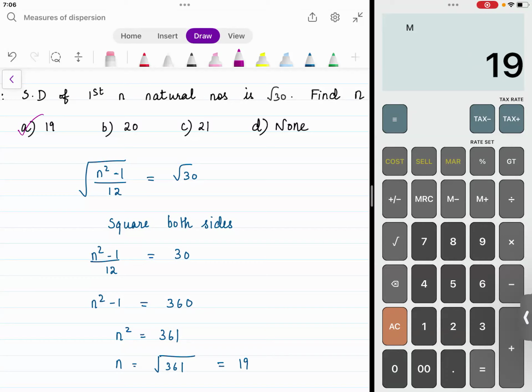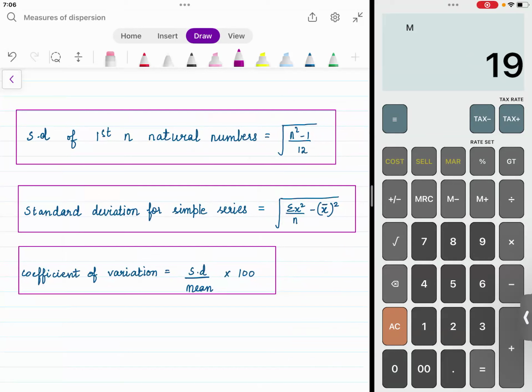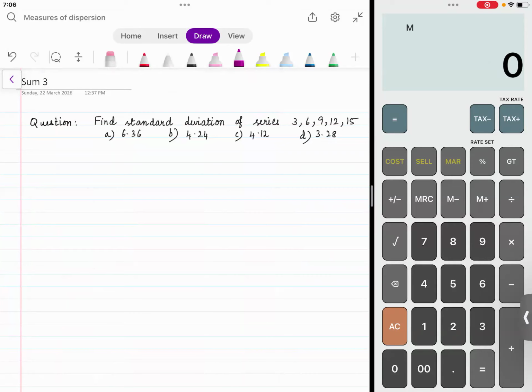Let us go to the next question. Before that, let's go to the formula page. Look at the second formula. What is the standard deviation for a simple series? It is equal to root of (summation x square by n minus x bar the whole square). Second formula: standard deviation for a simple series is equal to root of (summation x square by n minus x bar the whole square). So let us go to sum number 3.